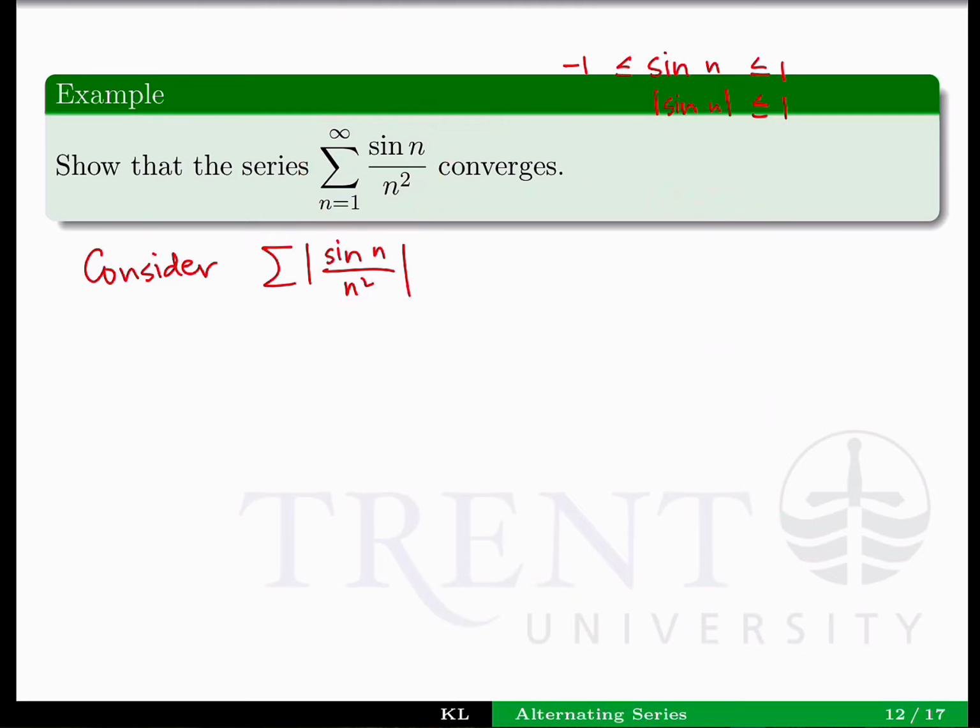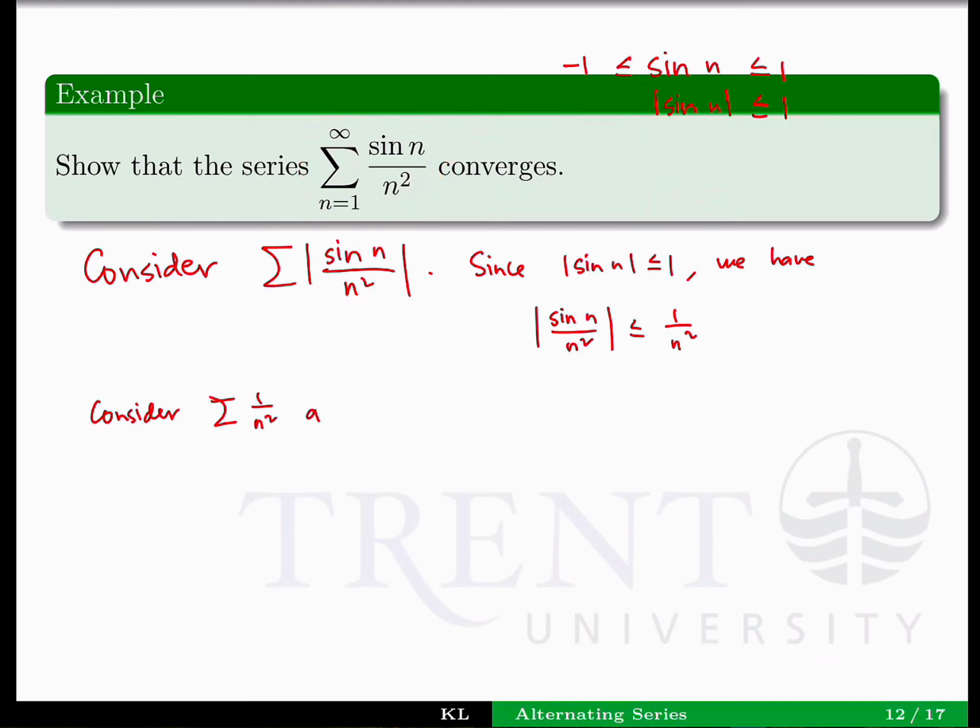But then, because we have this, since absolute value of sine n is less than or equal to 1, we have absolute value of sine n over n squared less than or equal to 1 over n squared. So now we consider the series 1 over n squared, which is a convergent p series. Again, we have been using this series here.